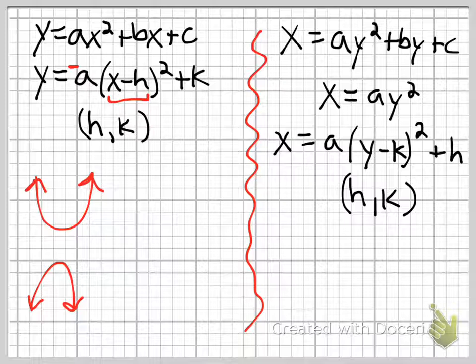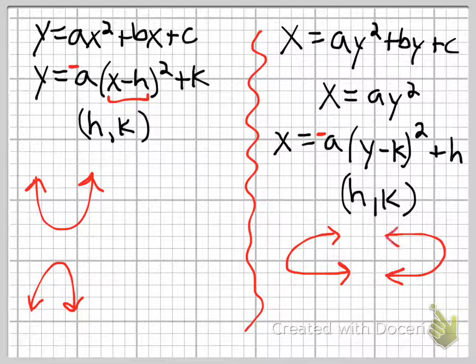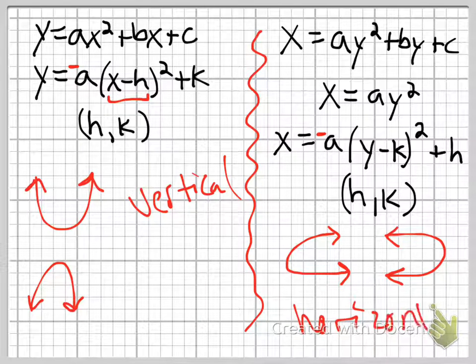So if your a value is positive, you're going to get this positive looking parabola. It's just going to be pointing to the right. It's horizontal. Making this a value negative would flip it and make it point the other way. So that's just some general information. You are going to be expected to do both horizontal and vertical. Again, this is called vertical, and this is called horizontal, just so you can keep that straight.